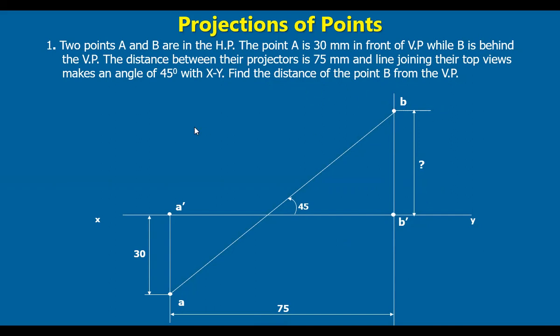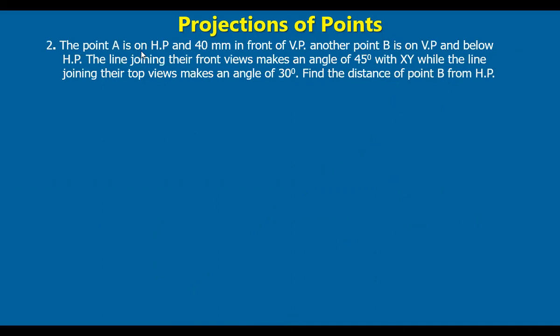Okay, next. Point A is on HP. That means its front view is on the reference line. Mark A dash. 40 mm in front of VP. We draw a line here, mark 40 mm distance on this, and a dimension is shown. This point is nothing but the top view of A. So this is A. Another point B is on VP.